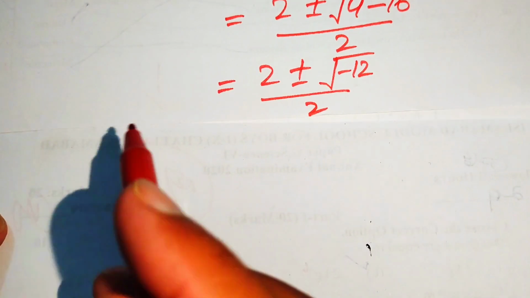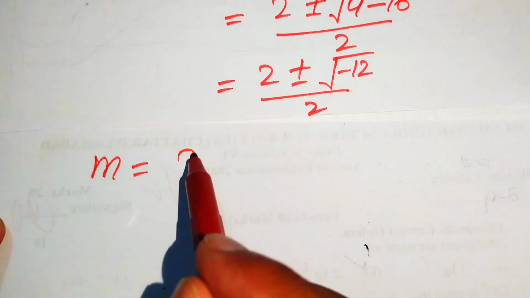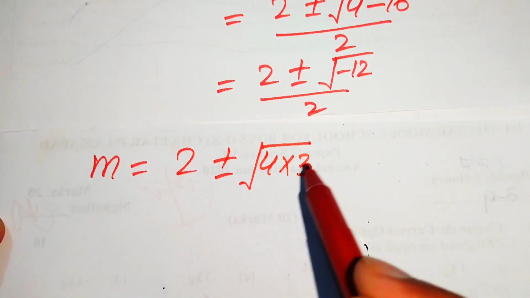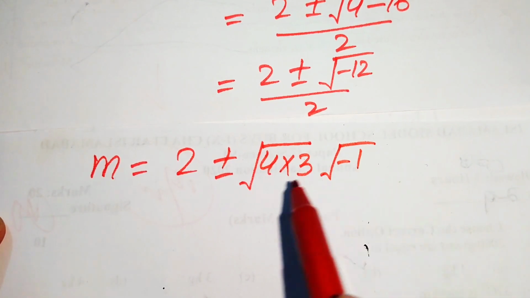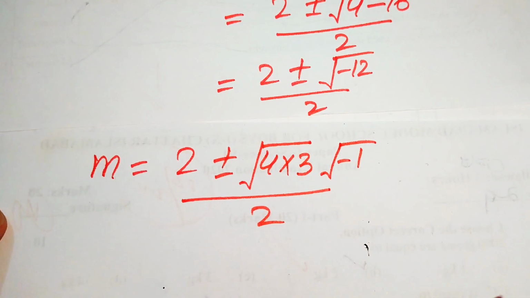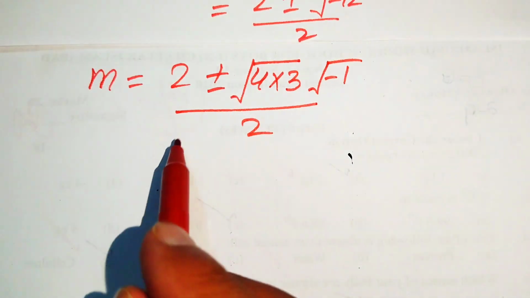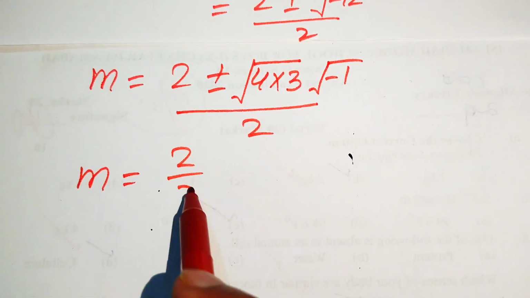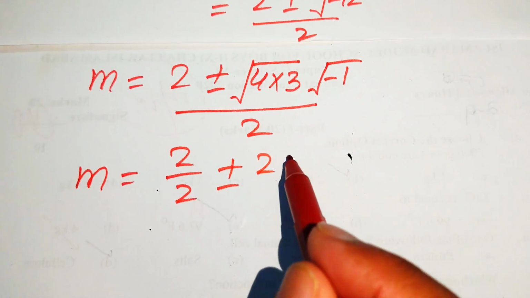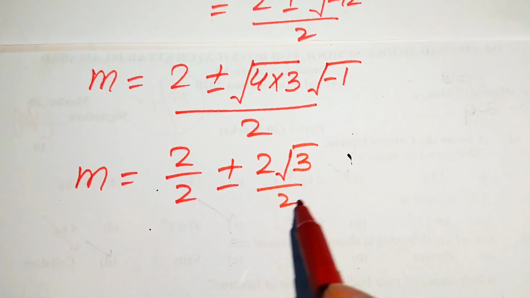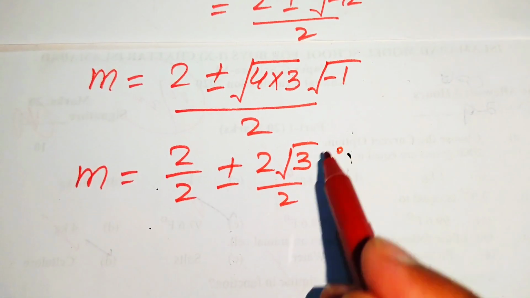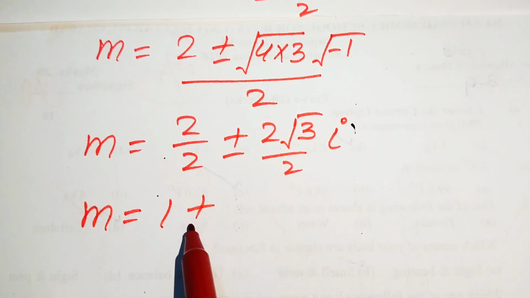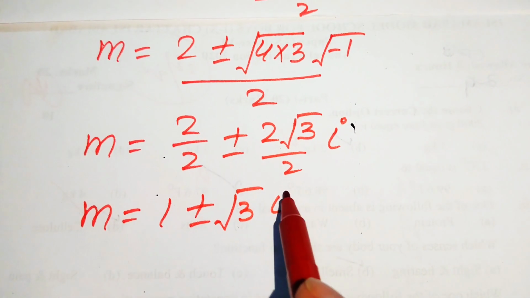So here we need more simplification, and we write it as 2 plus minus. We write this 12 as 4 times 3, and we separately write the square root of minus 1, and it is divided by 2. So here first we break this fraction, and we take the square root of 4, and it is written as 2 over 2 plus minus 2 into the square root of 3 over 2, and we know that the square root of minus 1 is iota. So after cancellation we get 1 plus minus square root of 3 into iota.